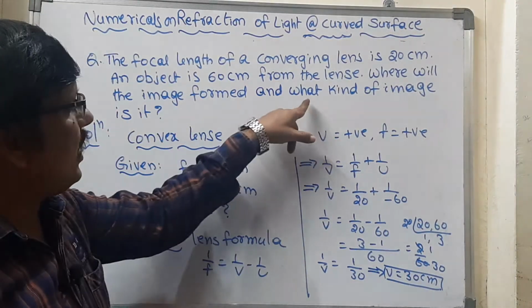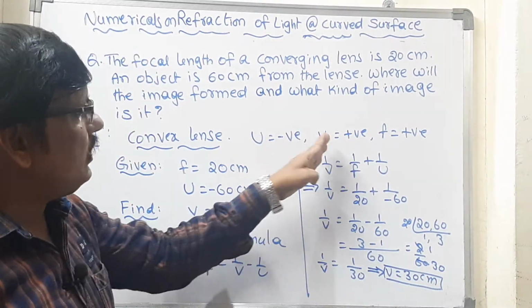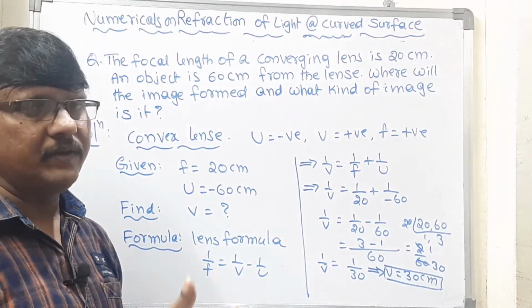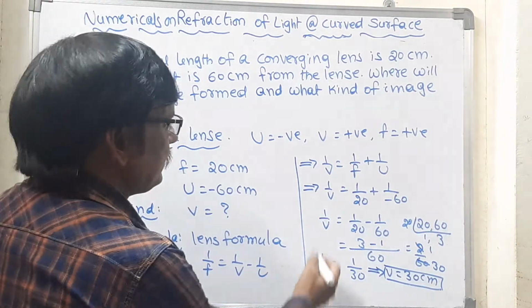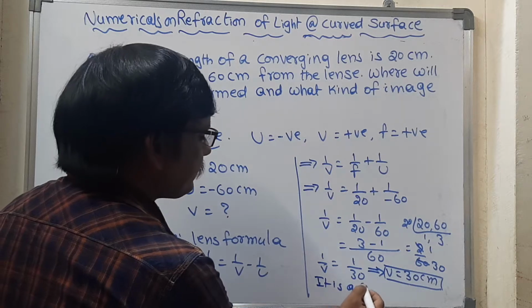Next, one more thing is also asked: what kind of image is it? Yes, v is positive, and so the image is forming on the right side of the lens, so we can say it is a real image. The nature of the image is that it is a real image.